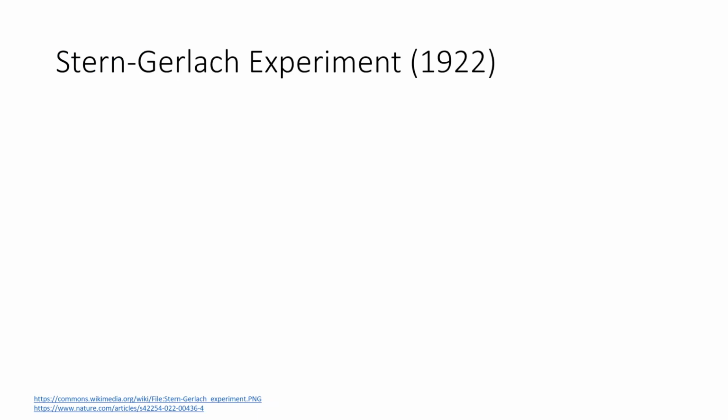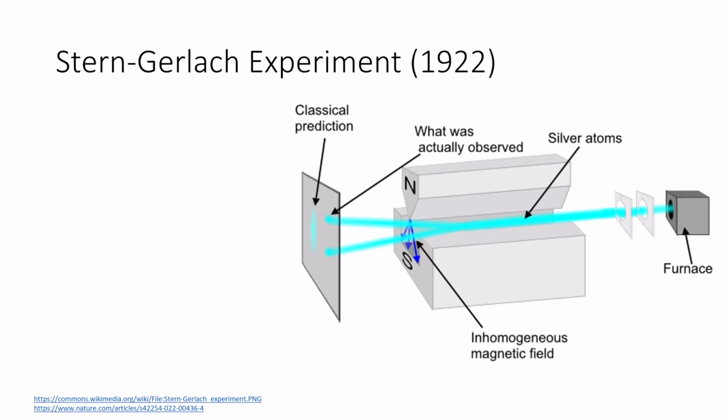Let's get to the experiment. So in 1922, Stern and Gerlach did this experiment where they heated up silver atoms in this furnace and sent them through the slits into this magnetic field pointing in this direction. And as these silver atoms passed through these bar magnets, they got deflected.